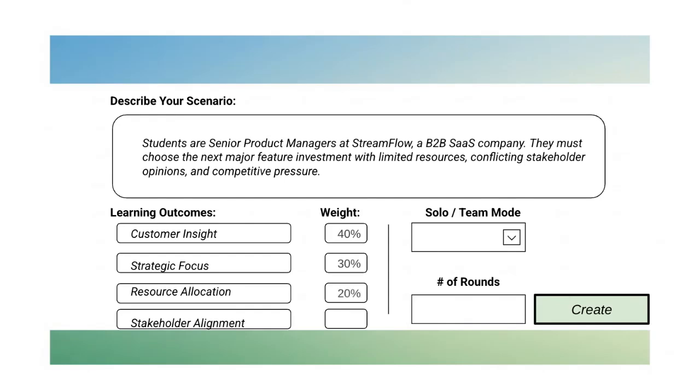Choose between solo or team mode to add in some friendly competition, and Blake decides to keep the number of rounds to 1 for now, but he can always make it more complex by adding more rounds as an option. So then he hits create, and in seconds, Eduventra dynamically creates the experience for him.